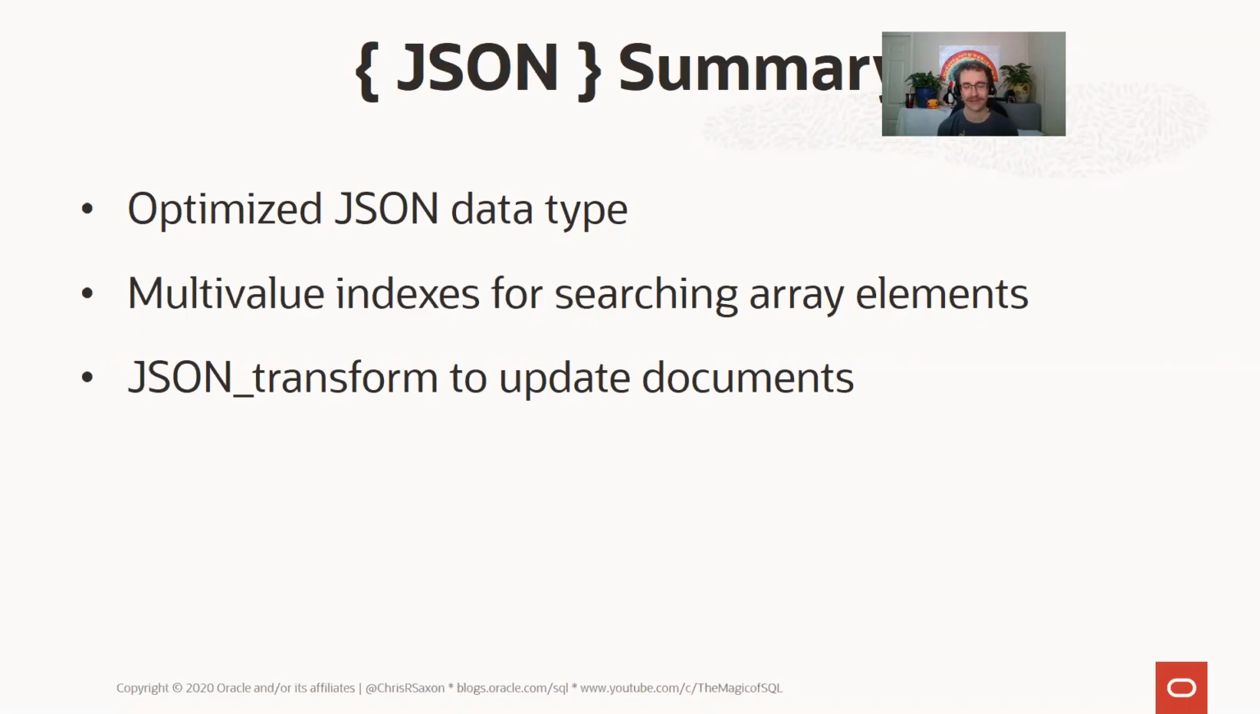In 19, I think it was 19, we added JSON merge patch, which was similar, but much less functional, and in any case did basically a complete replace of your JSON document. JSON transform targets the exact attributes and values that you've found and changes them as appropriate.